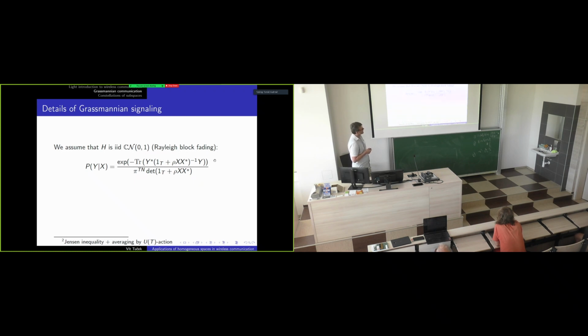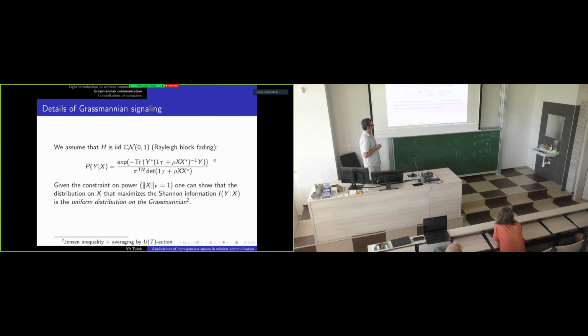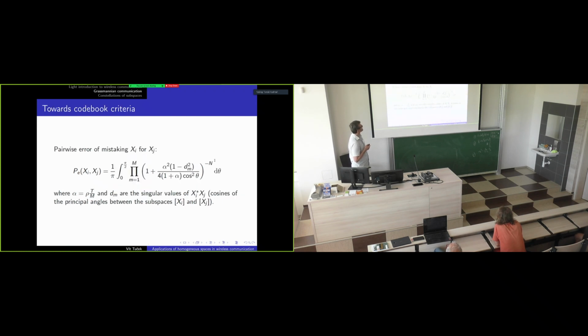So it's an easy enough formula to allow you to do some analysis. So first result here is that when you consider the constraint on power, you can actually show that the distribution on the signal that maximizes the mutual Shannon information is the uniform distribution on the Grassmannian. So you can just consider X being in the Stiefel manifold, just representing the points on the Grassmannian in a natural way.